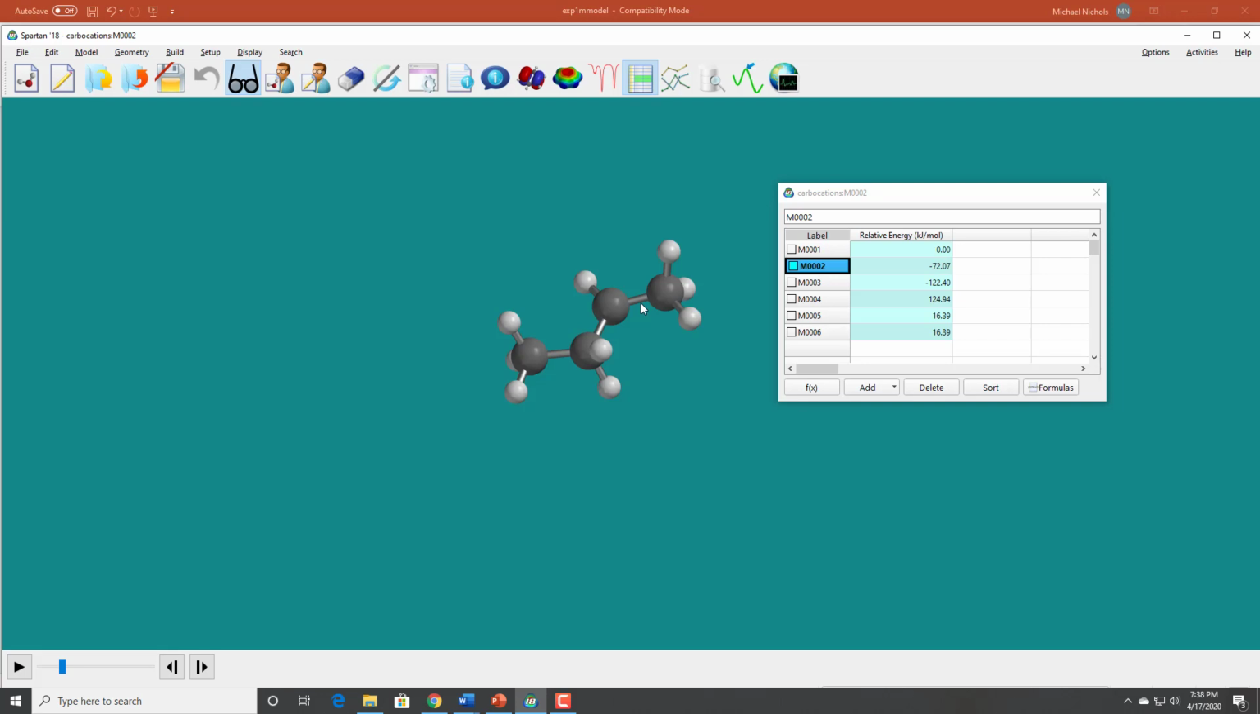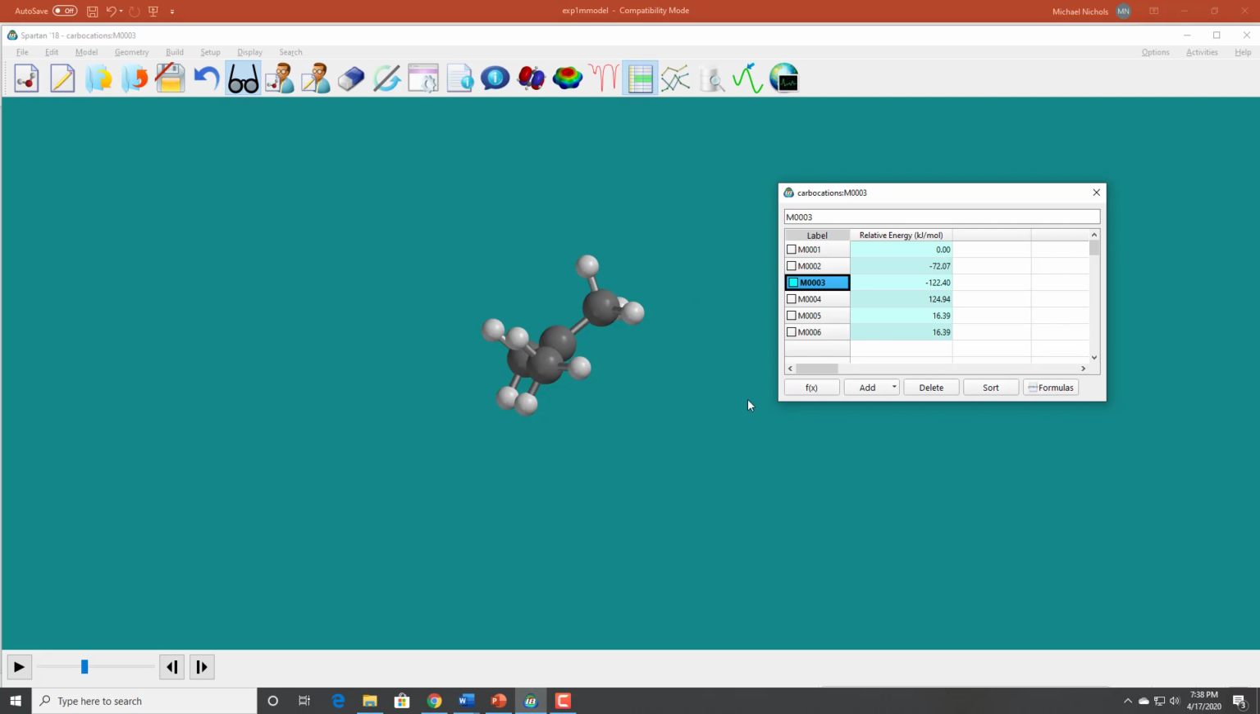72.07 kilojoules is quite a bit of energy. That's probably enough that if you put 72 kilojoules of energy into like 100 grams of water, it would raise it, I think, by a degree or something like that. So that's a significant amount of energy. Notice it's negative. What does that mean?